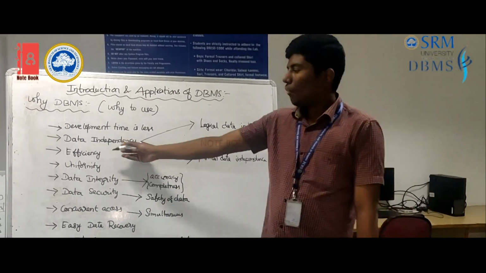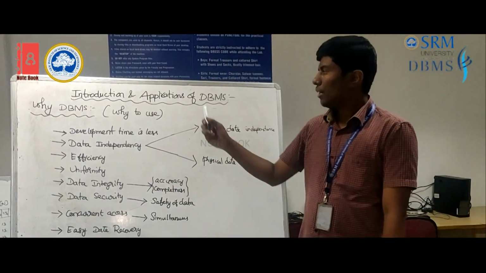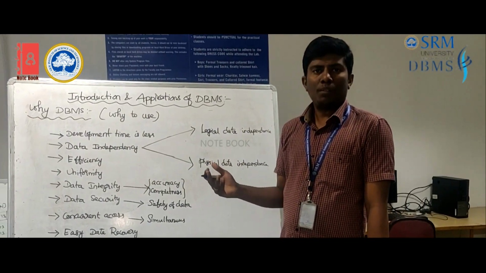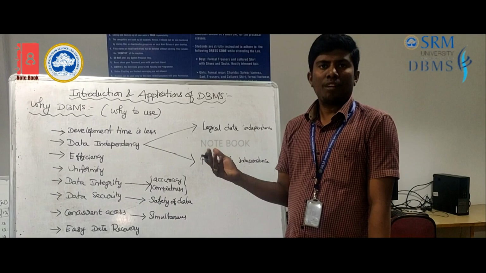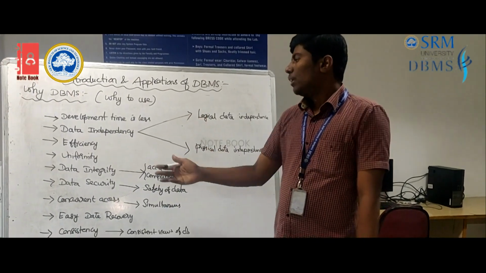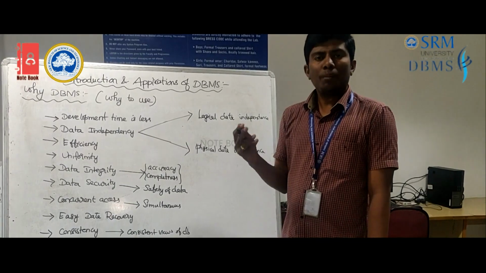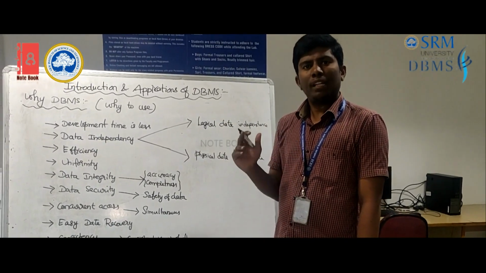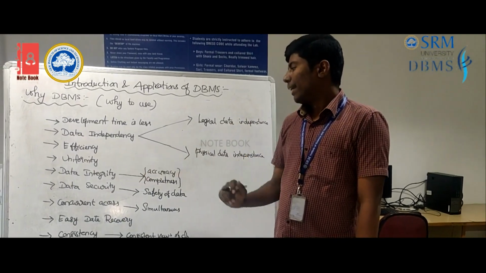Next comes efficiency. In DBMS, the data handling can be more efficient compared to the previously used file processing system. So the efficiency is high compared to the other systems. Then comes uniformity. Uniformity in accessing the data, storing the data, and so on. So uniformity in data. Then data integrity.